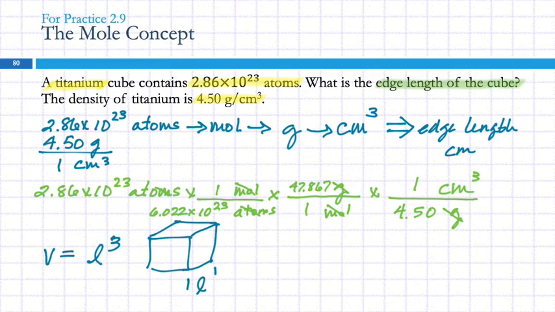Okay, so we'll calculate this number: 2.86 EE23 divided by 6.022 EE23 times 47.867 divided by 4.5 equals.